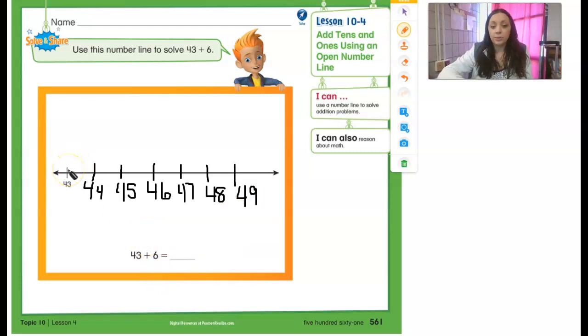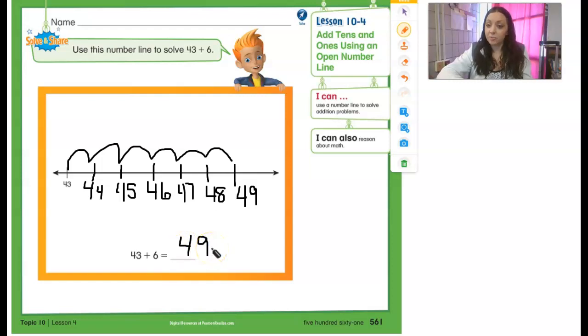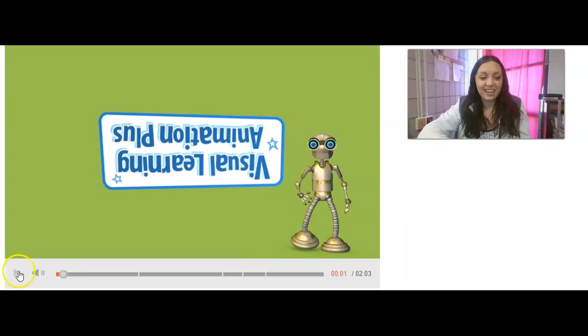So I'm going to go to 43 and I'm going to hop 6 times. Ready? Remember, I hop 1, 2, 3, 4, 5, 6. And what number did I land at? 49. Very good. 49, which is a 4 in the tens column and a 9 in the ones column. All right, we're going to watch just a quick little video that's going to help show us that a little bit more. All right, here we go.